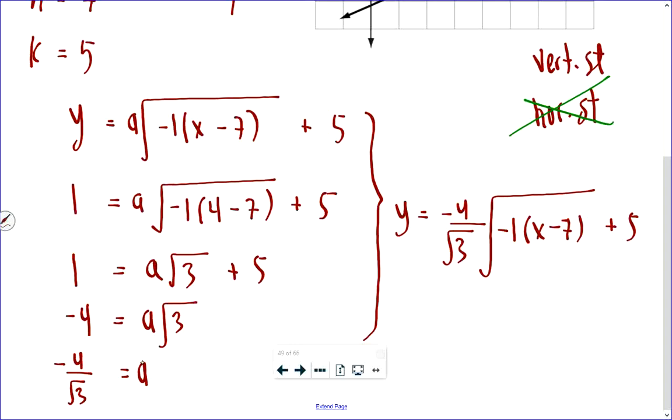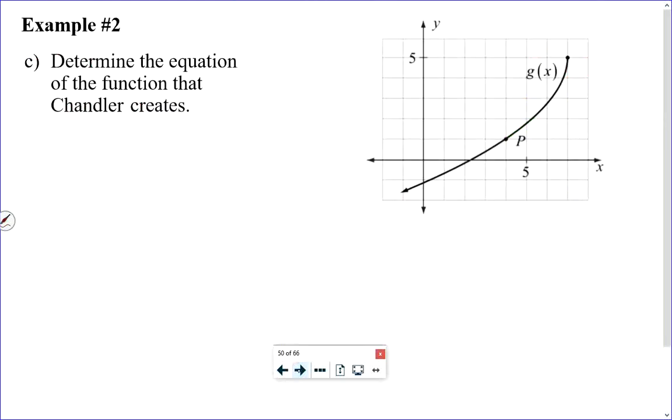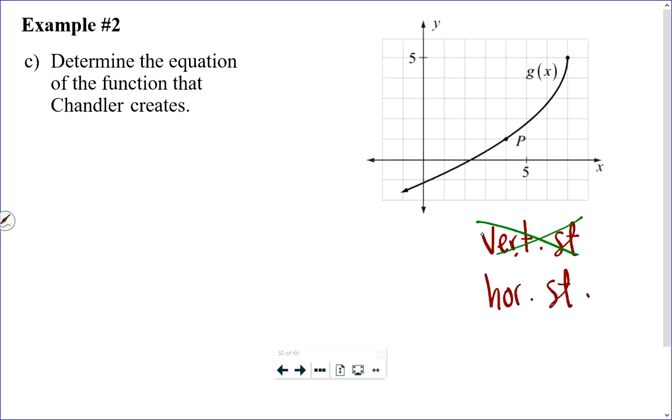Any questions with the work we did in B for Betty? All right, let's take a look at what Chandler does. When you go back to the top of this question, it says that Chandler assumes that there is no vertical stretch, but there is a horizontal stretch. Am I right in saying that? All right, so we should be able to write down some information here about A, B, H, and K.